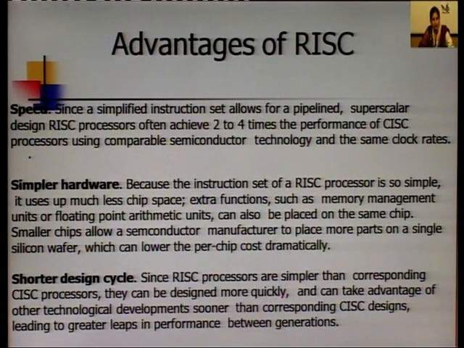Next point is simpler hardware. Because the instruction set of a RISC processor is so simple, it uses up much less chip space. Extra functions such as memory management units or floating point arithmetic units can also be placed on the same chip. A smaller chip allows semiconductor manufacturers to place more parts on a single silicon wafer, which can lower the per chip cost dramatically. It means it is a low cost system that can be adopted by any organization.